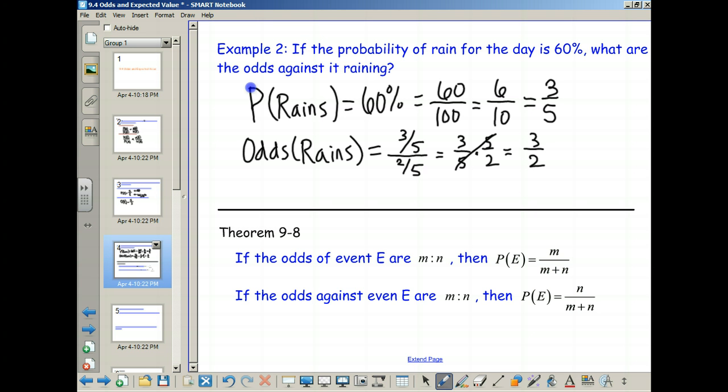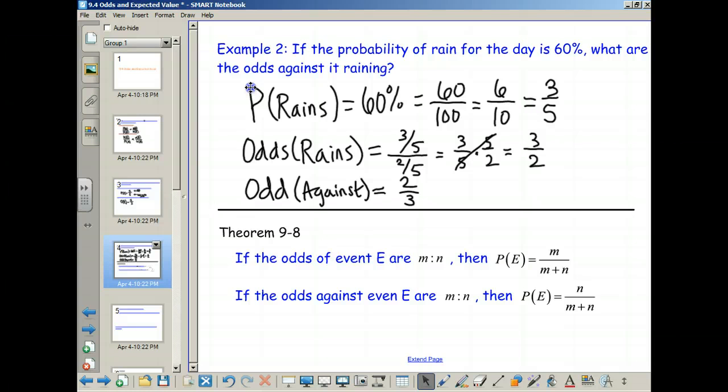So what are the odds against? Because that's what I was asked to find. What are the odds against it raining? 2 to 3. You flip up the fraction. That's all you do. The fraction just goes upside down. So if you've got one of them, you get the other one automatically.